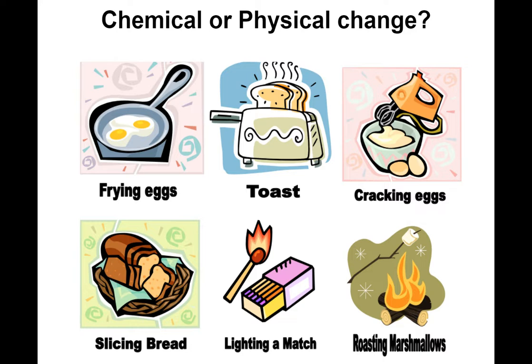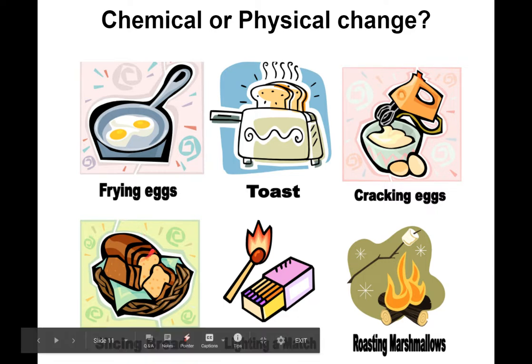Well, cracking eggs is physical change because you're just breaking the pieces. You're separating out different parts one from another, but it doesn't really change yet. It doesn't change until you cook it. Slicing bread, that's physical change, okay? Because you're just cutting it into smaller pieces. You've got a big piece of bread and then you cut it. It's still bread after you cut it.